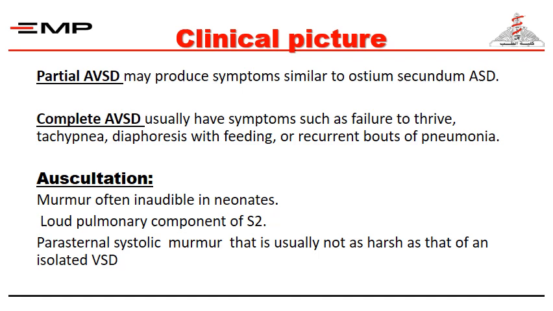And it occurs with feeding or recurrent bouts of pneumonia. So as you can see, complete atrioventricular septal defect have got more severe symptoms. By auscultation, the murmur is often inaudible in neonates because it is a shorter murmur than that of a VSD. Loud pulmonary component of the S2 is common. They are liable to pulmonary hypertension early in life, and that is very important. A parasternal systolic murmur that is not as harsh as that of an isolated VSD is heard.